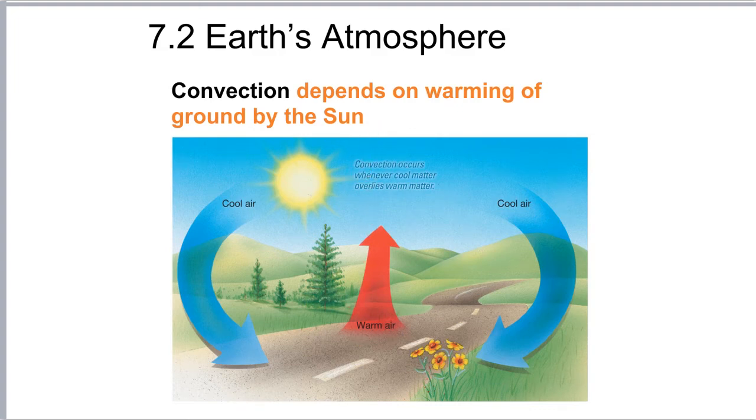falls down. But then now the cool air is near the ground and it warms up, and this process repeats over and over. So it creates cycles or currents of air in the atmosphere. This process of convection is the primary driver of weather because that's constantly creating motion of the atmosphere.